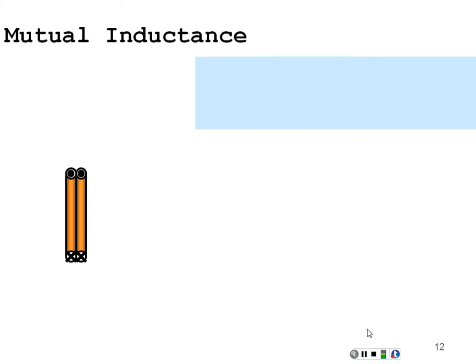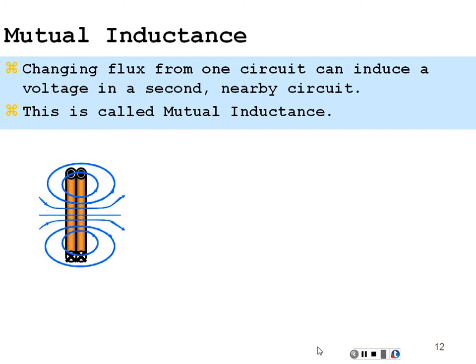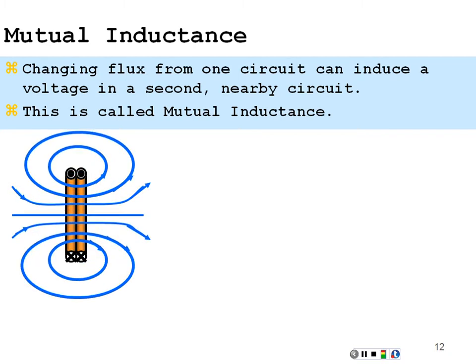Okay, we can possibly have mutual inductance. Changing flux from one circuit can induce a voltage in a second nearby circuit. This is called mutual inductance. If we look at the first coil, there's a magnetic field going around this solenoid and through the center of the solenoid. If we bring another coil near that, it's going to feel the flux from the first coil, and hence it will have a reaction to that, an EMF, a back EMF reacting to the change in flux through its coil. And if it's close enough, you'll get the full flux from the first coil.